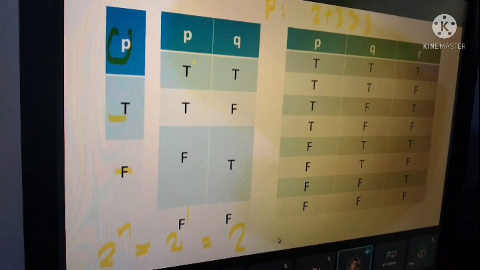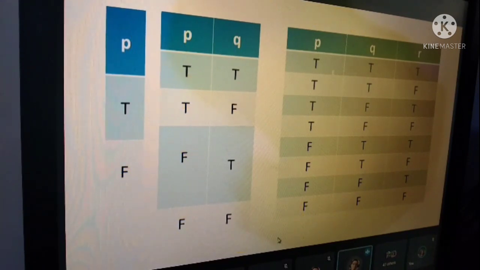Kapag dalawang proposition mo, ang number of rows mo ay 2 raised to 2, which is 2 times 2 is 4. Kaya kapag gumawa ka ng truth table, 1, 2, 3, 4. So, proposition sa unang P, sa unang proposition, sa pangalawa naman ang proposition Q. So, kung apat yan, i-divide mo sa 2, tag true, true, false, false, tapos alternate true, false, true, false.